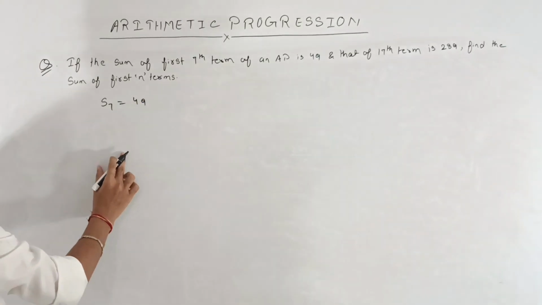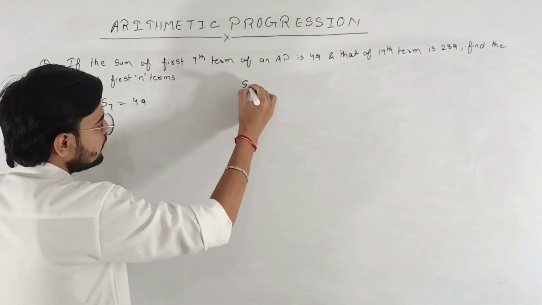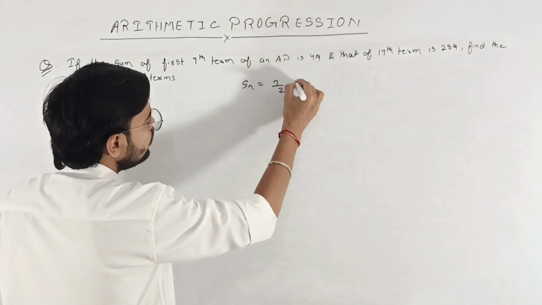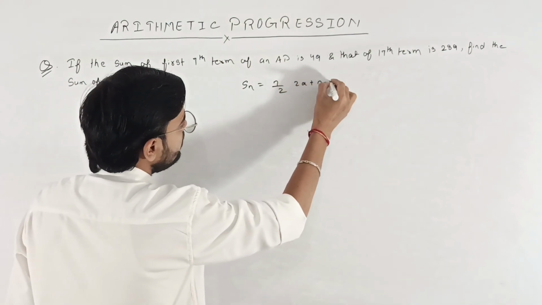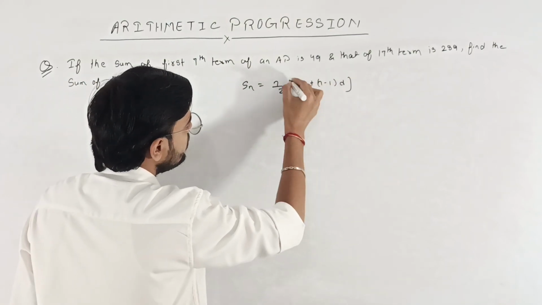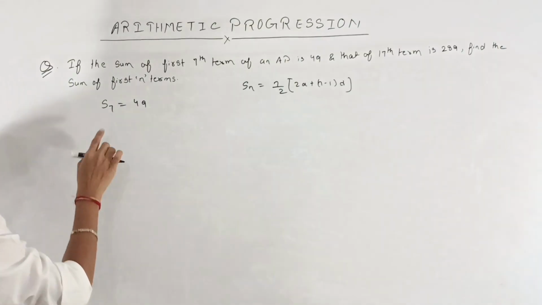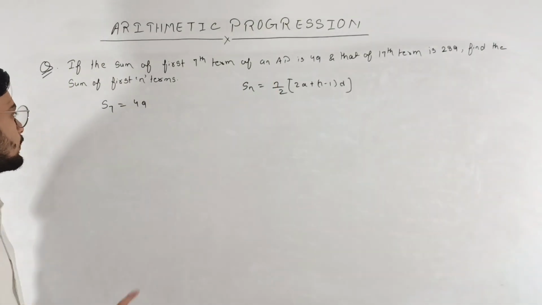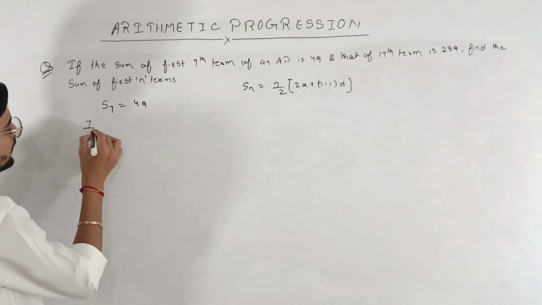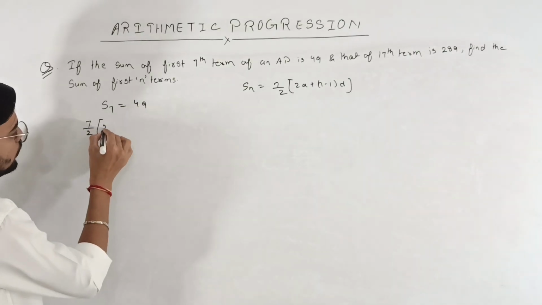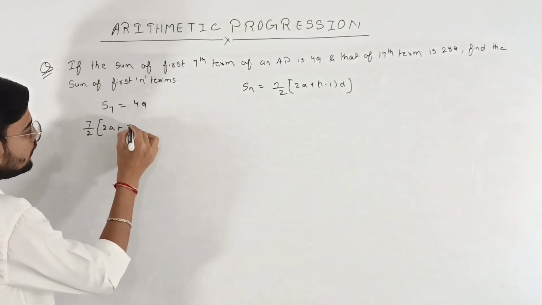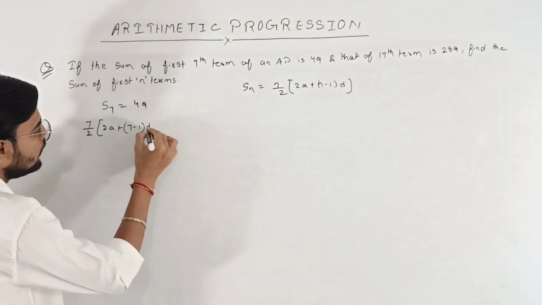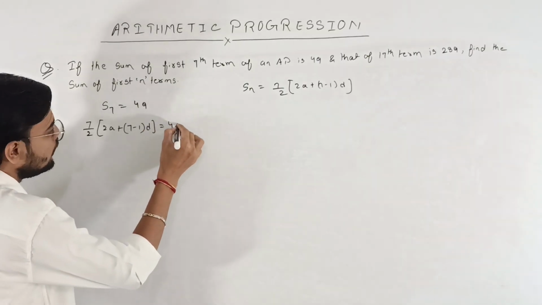It is given that the sum of the first 7 terms is 49. The formula for the sum of the first n terms is Sn equals n upon 2, [2a plus (n minus 1) into d]. This is the formula. So for the sum of the first 7 terms, I use this formula and in place of n I write 7. So n upon 2 is 7 upon 2, [2a plus (n minus 1), which is 7 minus 1, into d], is equal to 49.